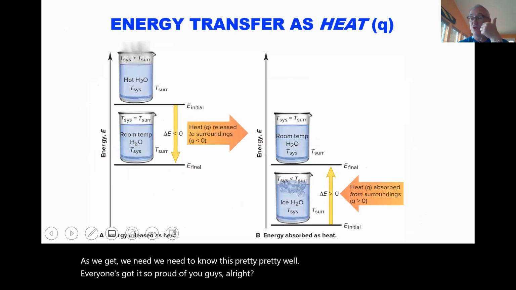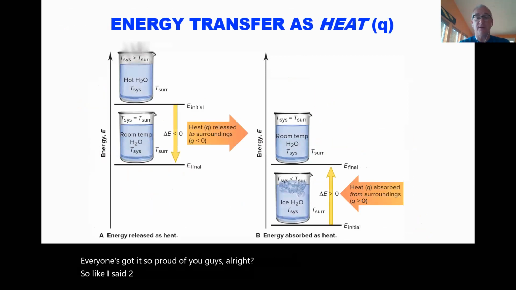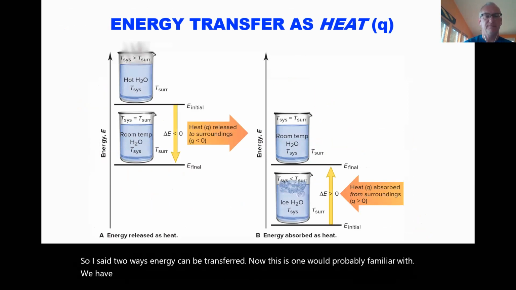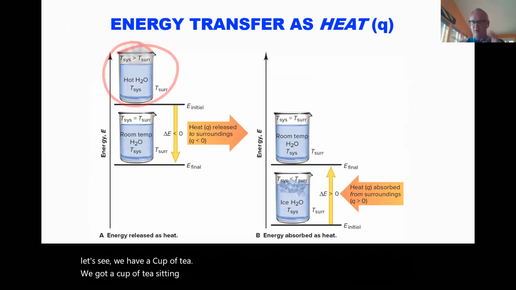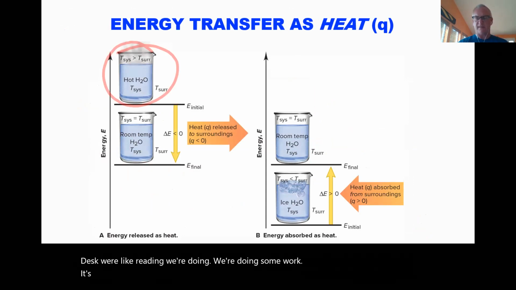So, like I said, two ways energy can be transferred. Now, this is one we're probably familiar with. Let's say we have a cup of tea sitting out on our desk. We're reading, doing some work. It's super hot, too hot to touch, so I'm just going to let it sit for a minute.